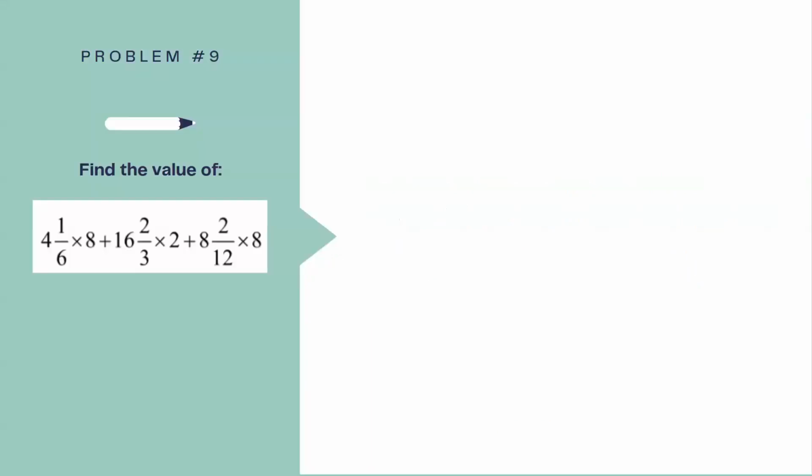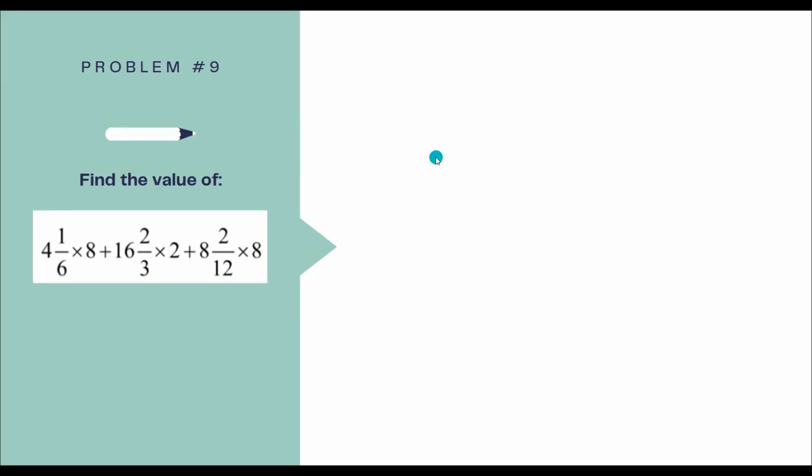So find the value of this term. We have 4 and 1 over 6 times 8 plus 16 and 2 over 3 times 2 plus 8 and 2 over 12 times 8. So what do you think is the answer? You can type your answer in the chat box.